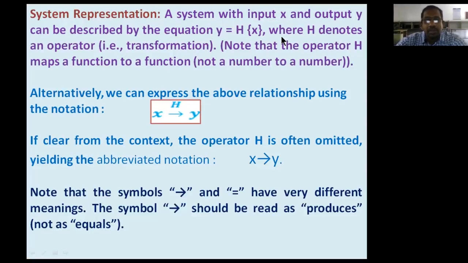Well, now having discussed the various examples of systems, such as processing of a continuous time signal using a discrete time system, and also processing of a discrete time signal using a continuous time system, and also the basic example of a feedback control system.